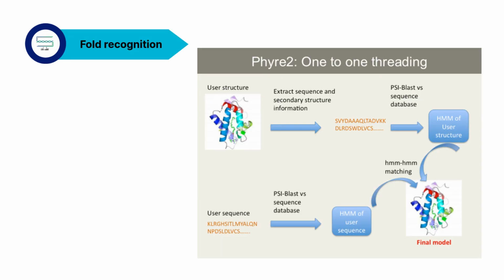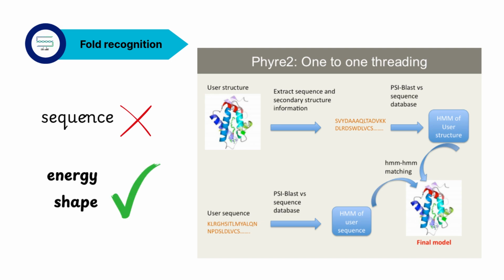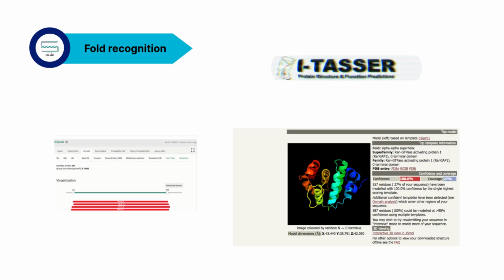The second category is fold recognition, also called threading. This method is useful for proteins that don't have any close or reliable sequence matches determined experimentally. In this method, the algorithm checks the energy and shape of available proteins to find the most similar one and uses it as a template, even if their sequences are not the same. I-TASSER, HHpred, and FFAS use the fold recognition method. I should add that I-TASSER and FFAS are hybrid and use several categories.